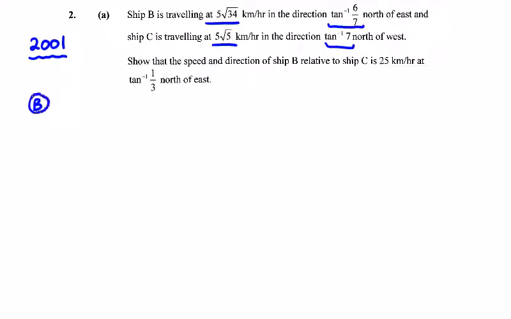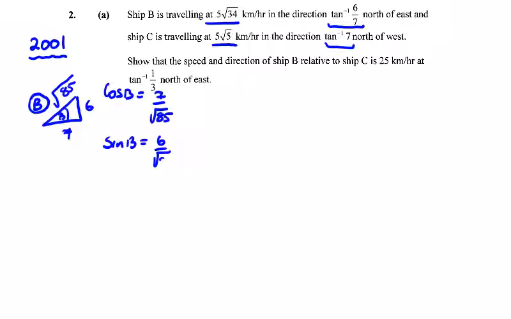We want the cos and the sine of the angle. The inverse tan of 6 over 7. If we put B here, 6, 7, we're going to have the square root of 36 plus 49, which is 85. So we have cos B is equal to 7 over root 85. And sine B will be equal to opposite 6 over root 85.